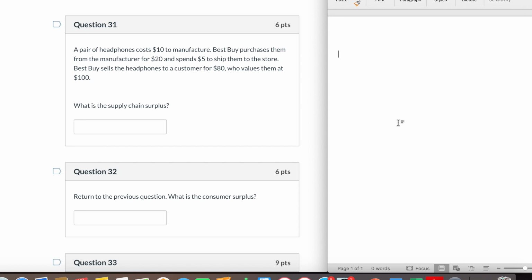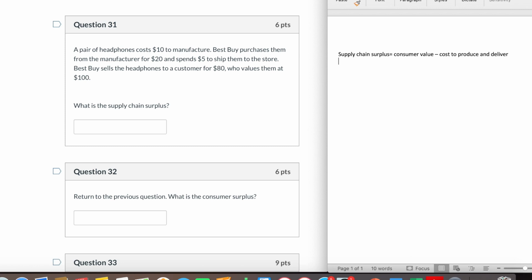Question 31 is, a pair of headphones costs $10 to manufacture. Best Buy purchased them for $20 and ships them for $5. Best Buy sells the headphones to a customer for $80 who values them at $100. What is the supply chain surplus? There's a formula for this, and it is consumer value minus the cost to produce and deliver.